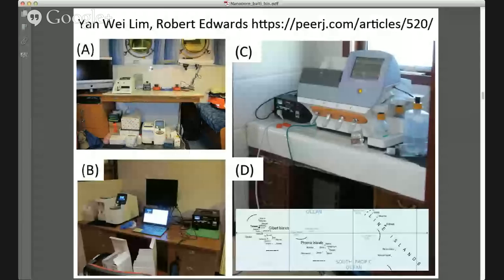So this is a fun paper from Rob Edwards' group, published in PeerJ, where he's actually taken an Ion Torrent PGM and all of the stuff you need to run it and prepare your library onto a boat, and he's driven it around the South Pacific Ocean, looking at the Southern Line Islands and looking at the microbial ecology.